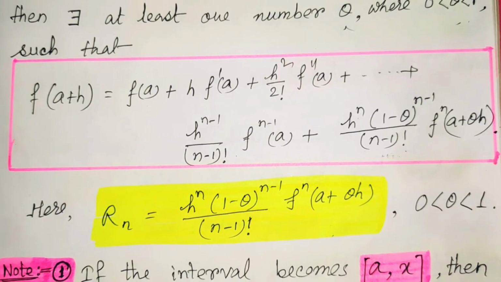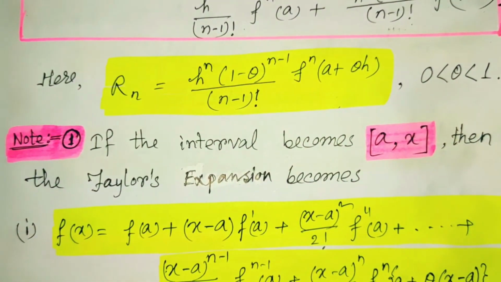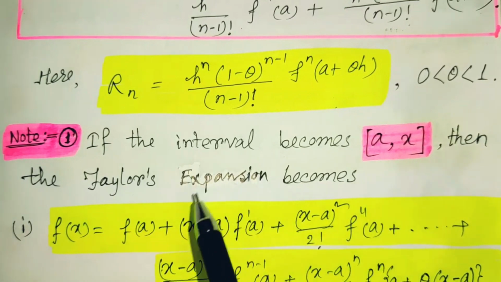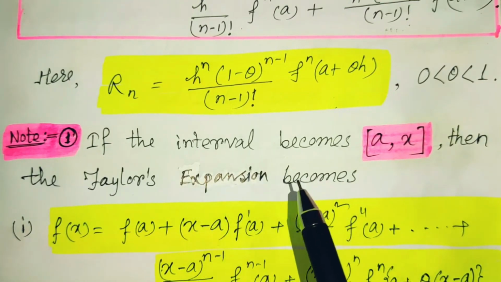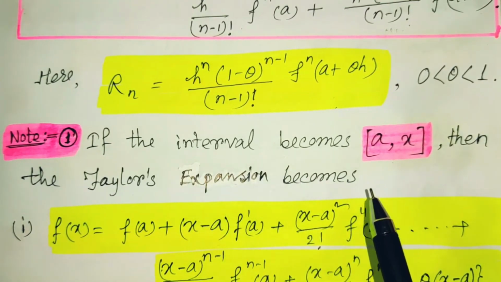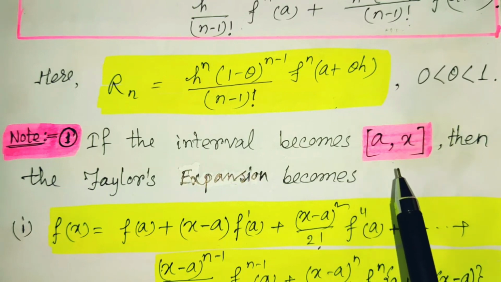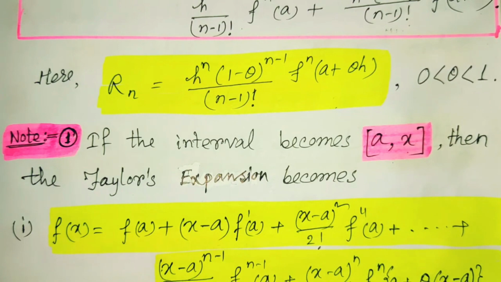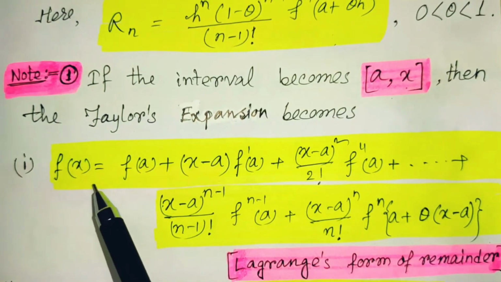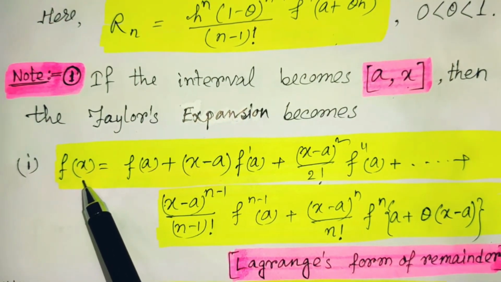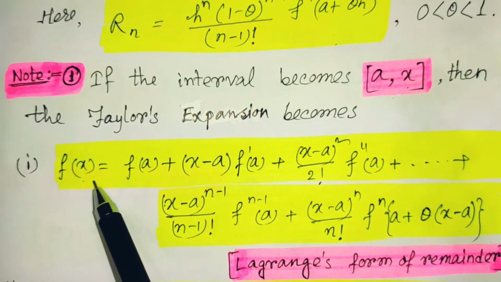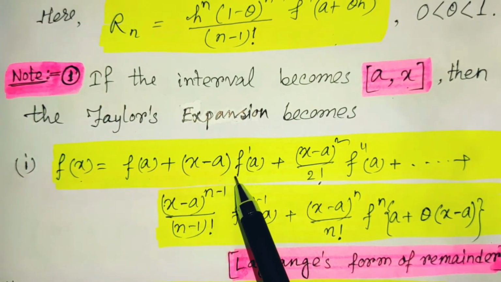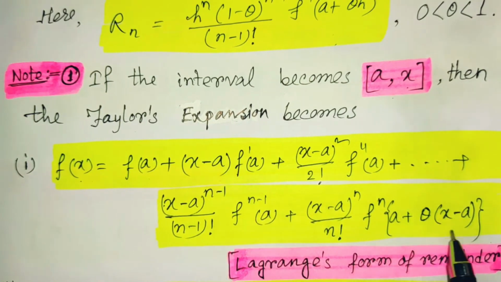Anyways, a few things should be noted. First of all, the interval becomes a comma x. Initially we started from the interval a comma b, and now we changed the interval to a comma a plus h. If instead of b we write x, then this Taylor's expansion becomes, with x substituted for b, f of x is equal to f of a plus (x minus a) f dash a. In this way it will continue.